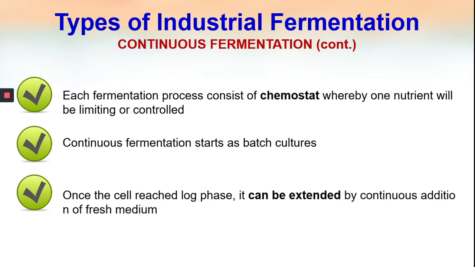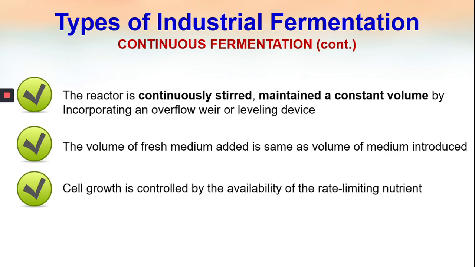Okay, each continuous fermentation process consists of a chemostat, whereby one nutrient will be limiting or controlled, and the chemostat will determine whether the nutrient is depleted or not. The reactor is continuously stirred, maintaining a constant volume by incorporating an overflow weir or leveling device. The volume of fresh medium added is the same as the volume of medium withdrawn, and the cell growth is controlled by the availability of the rate-limiting nutrient.